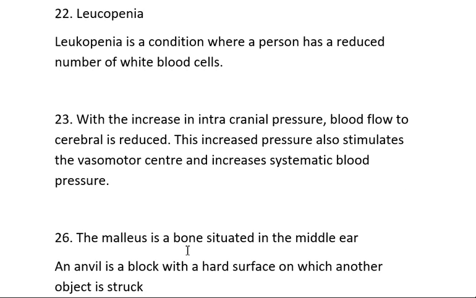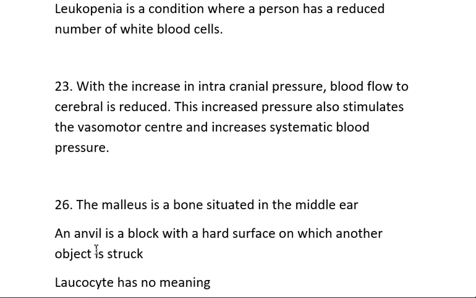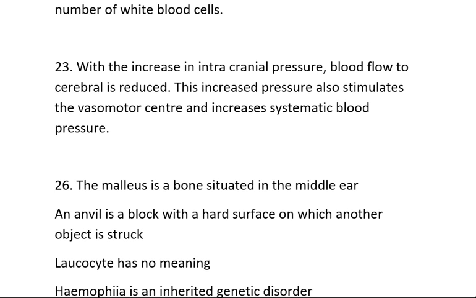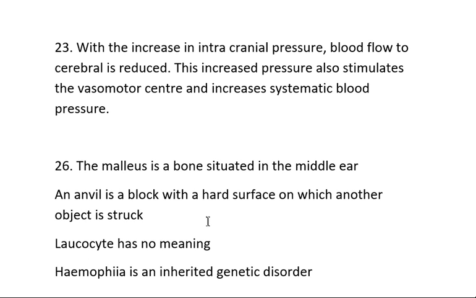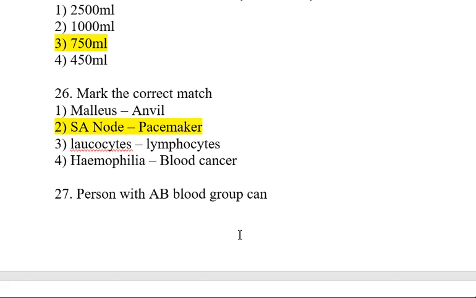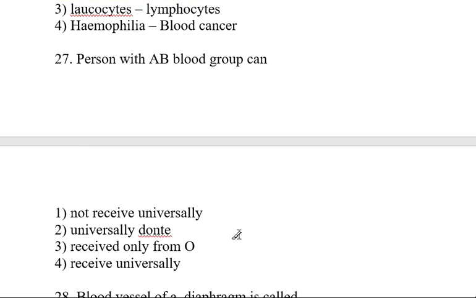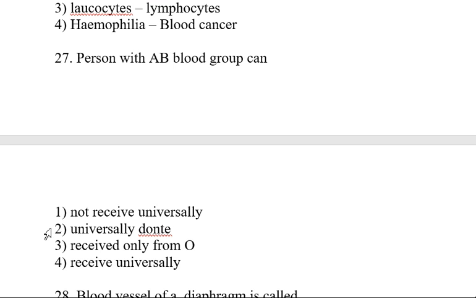Because see, the malleus is a bone in the middle ear, and an anvil is a block with a hard surface on which another object is struck. Leukocyte has no meaning as given there. If it's leukocyte, it's something related to white blood cells. Hemophilia is an inherited genetic disorder. A person with AB blood group can universally donate, receive universally. So which is correct? Yes, receive universally.